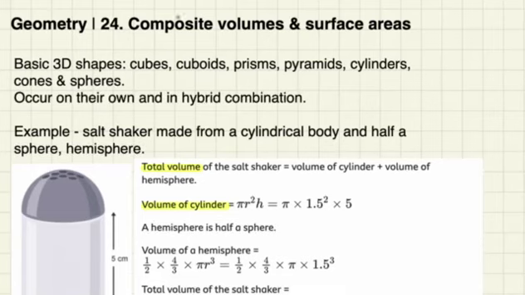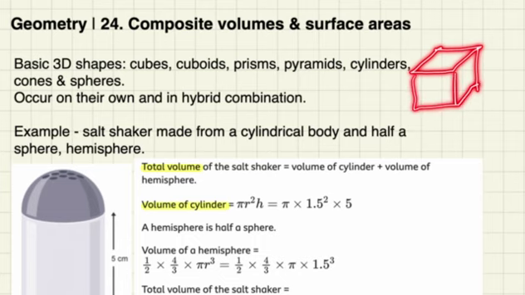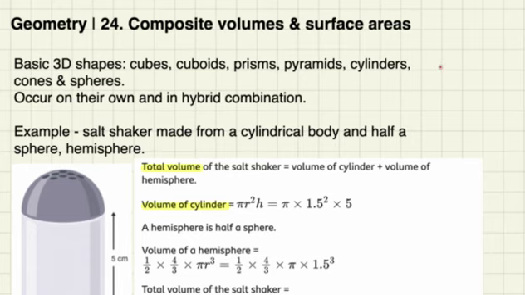In this session, we're going to be looking at composite volumes and surface areas. Previously, we've been looking at basic three-dimensional shapes. There was the cube, which if you remember, looks something like that. There were cuboids, which looked very similar, but each side was different. You had prisms, which looked like that. Hopefully you should remember all of these.